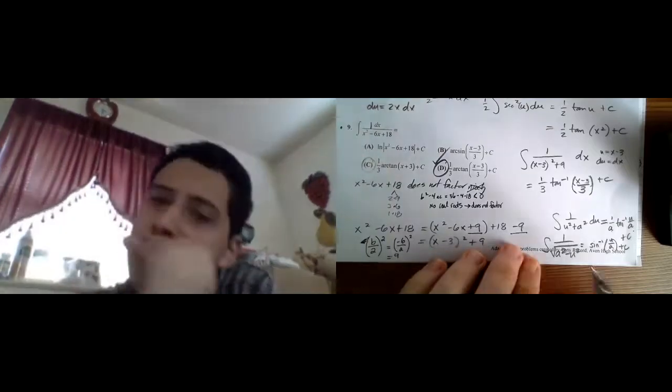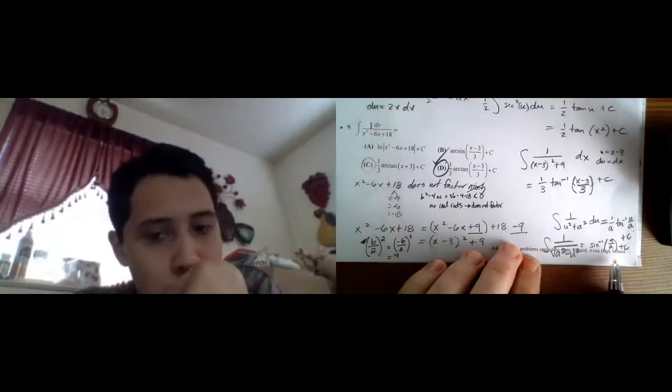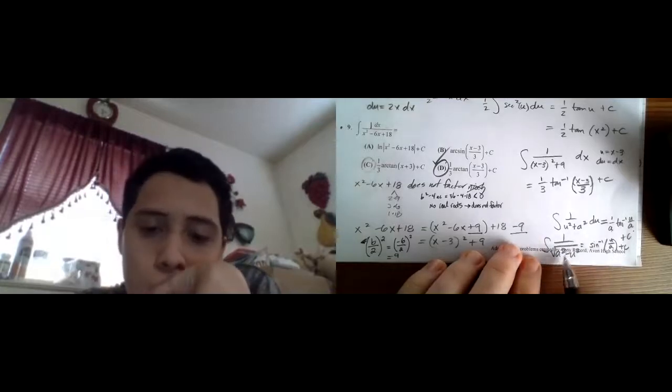Yeah, that's as complicated as it gets. And then there's the corresponding formula for the inverse sine. Integral of 1 over the square root of a squared minus u squared is inverse sine of u over a plus c.